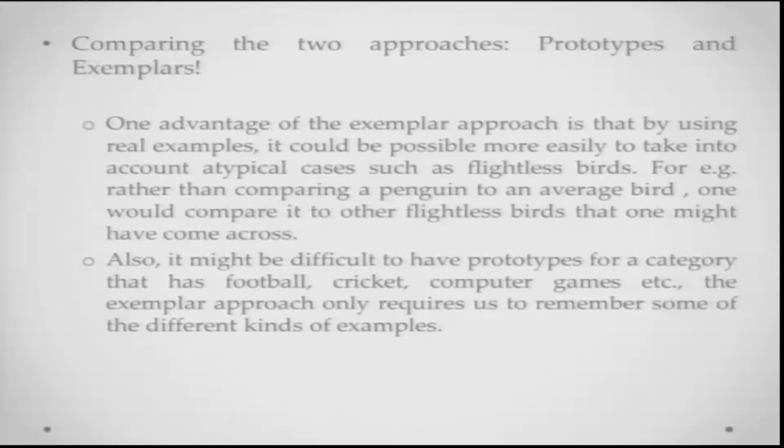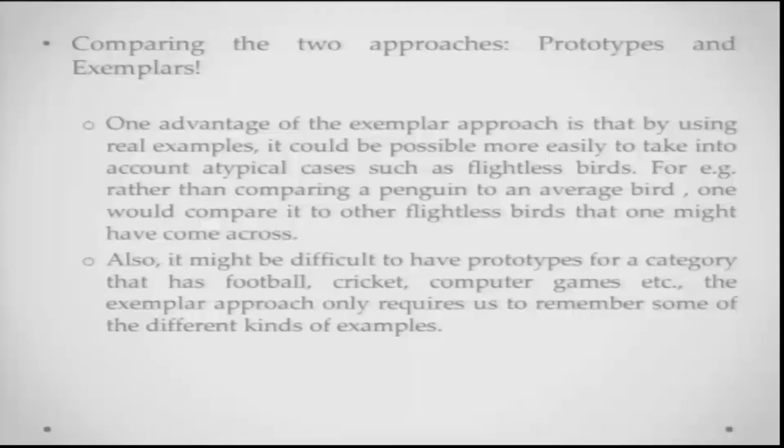But say, for example, if you take a real example of a flightless bird and then you compare the penguin with it, you might more easily be able to categorize the penguin as a bird. So, you are not depending upon a prototypical average representation, you are actually taking real examples and you are measuring the new exemplars against these real examples. So, it becomes slightly easier to classify the penguin as a bird.